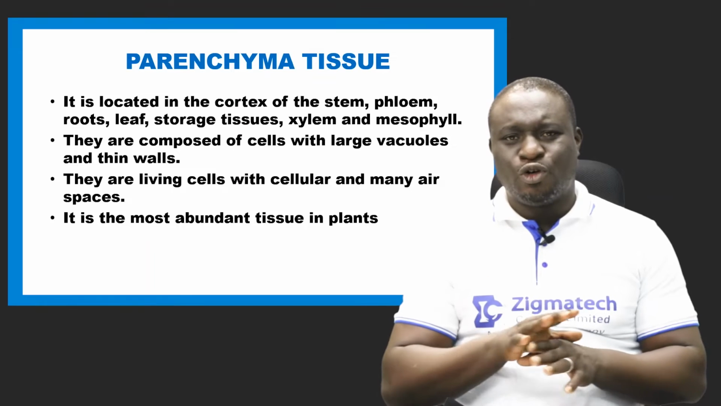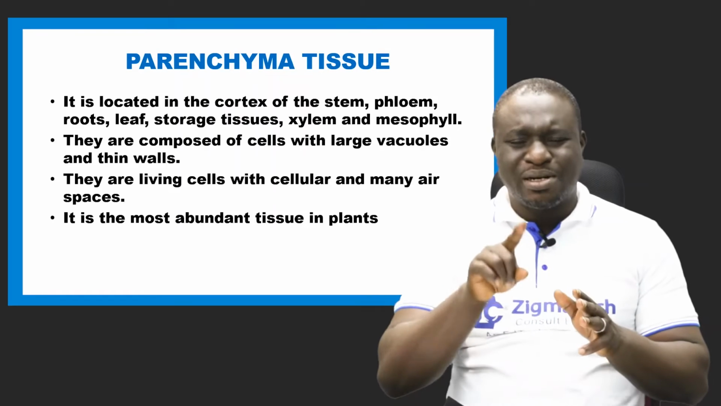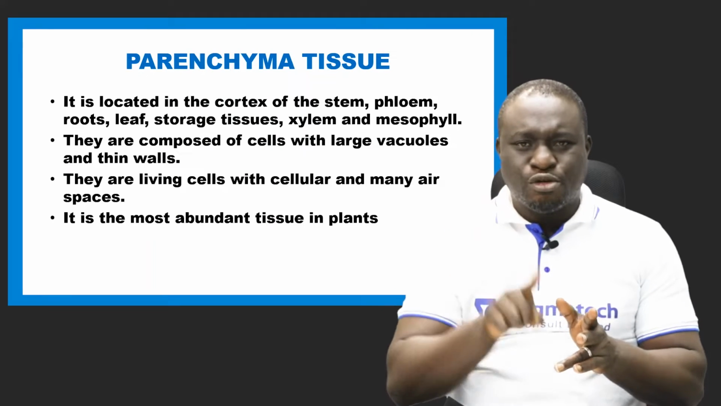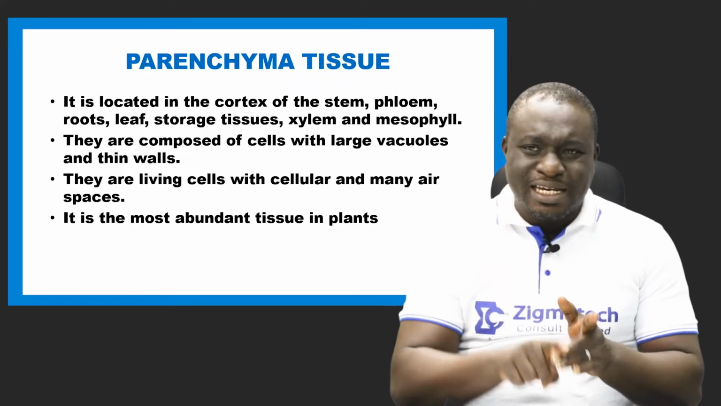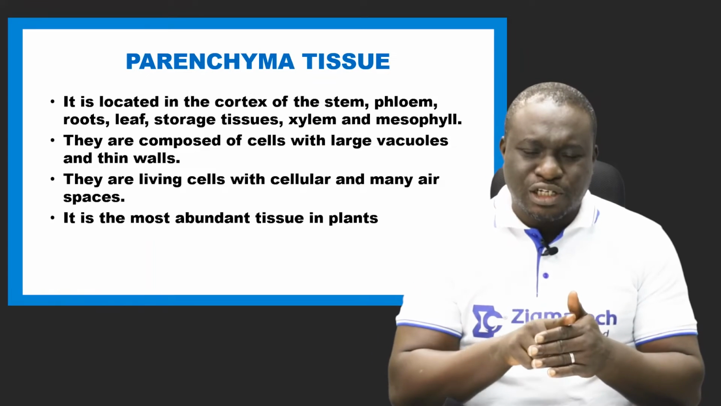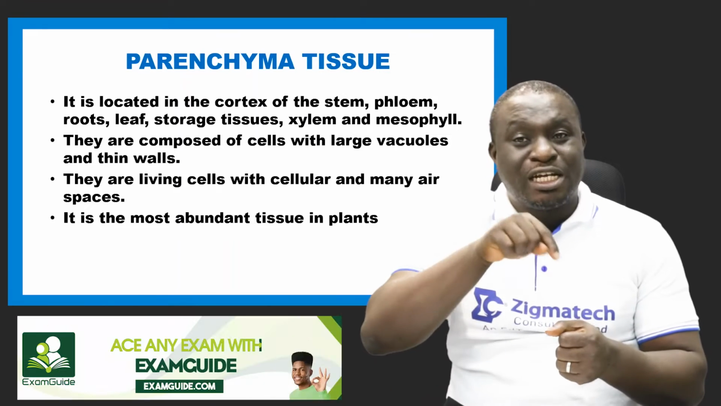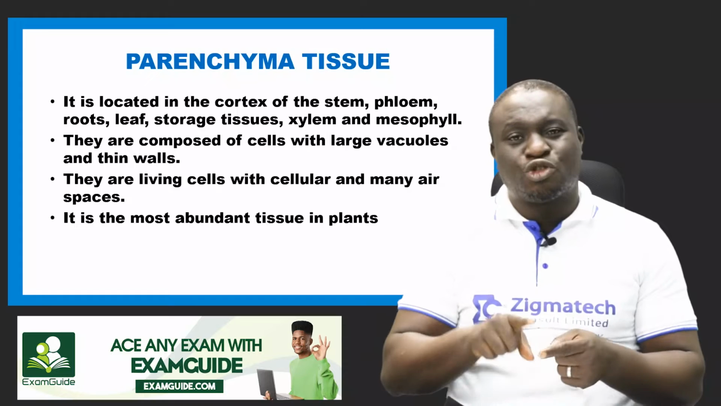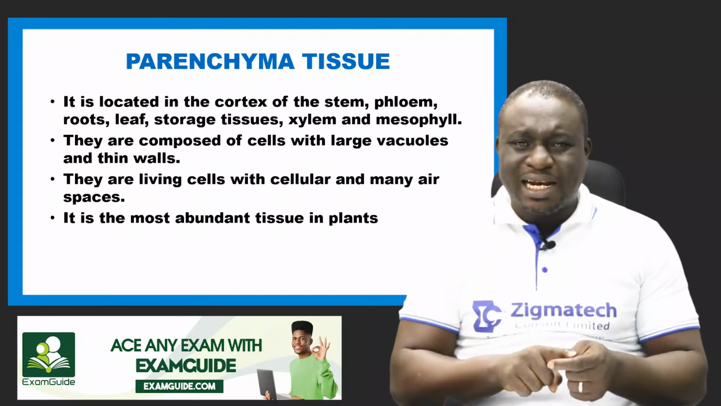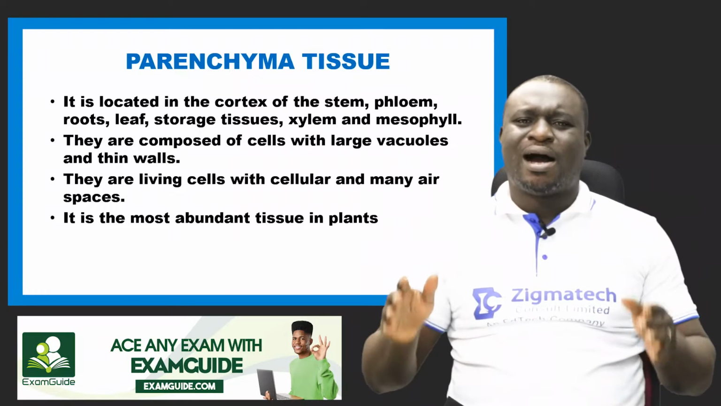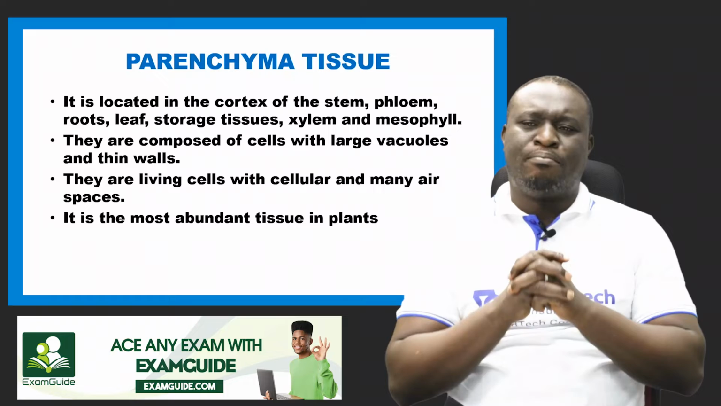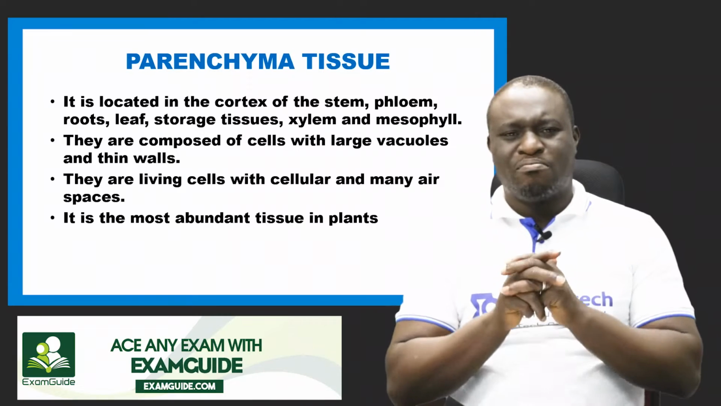Remember where we said we can locate them. We can locate them in the stem. You can locate them in the roots. You can locate them in the leaves. You can locate them in storage tissues. You can locate them even in other supporting tissues like the phloem, like the xylem. So they are actually the most abundant tissue in plants.